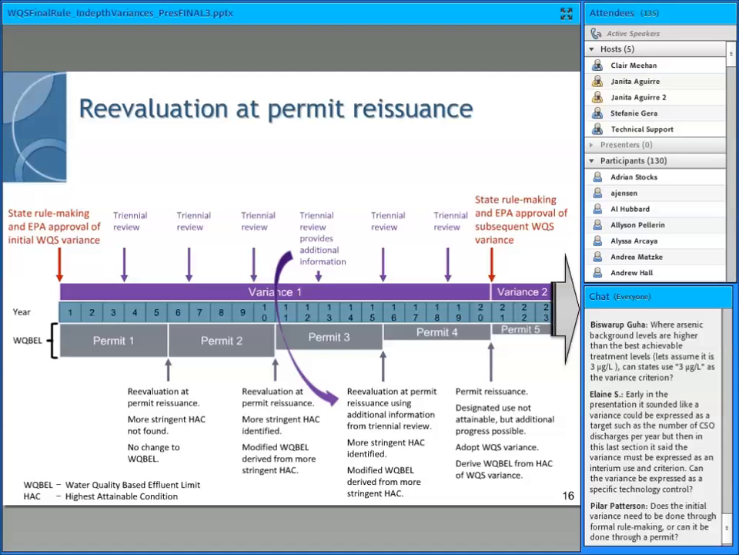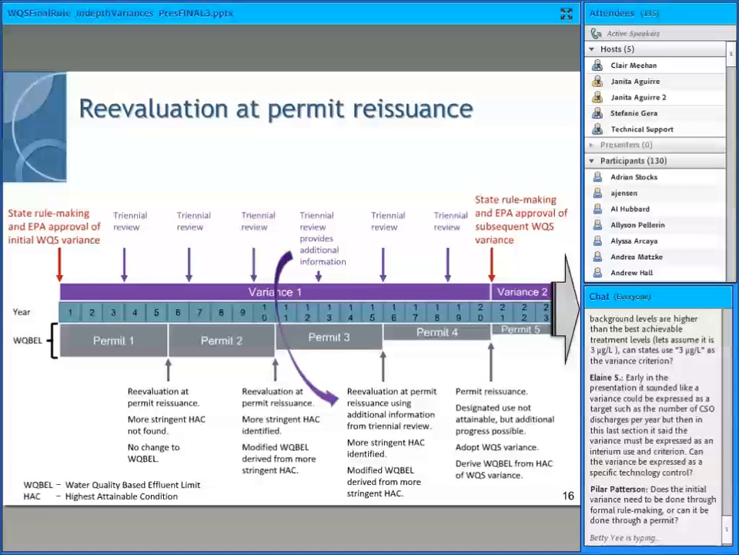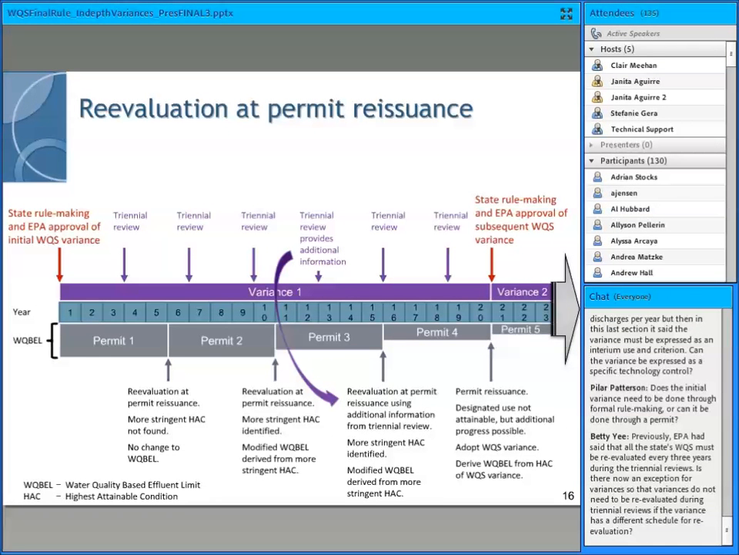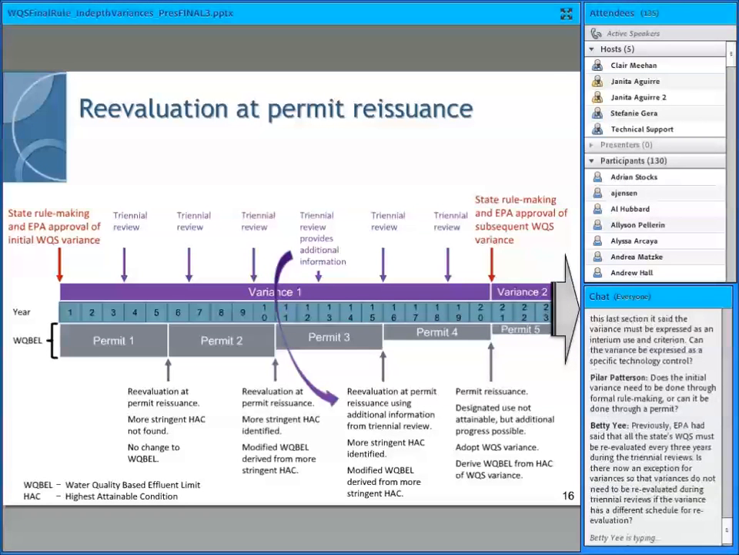In years 1 through 4 of the first permit cycle, the state or tribe conducts a triennial review. Because a variance is itself a water quality standard, it must also be reviewed on a triennial basis. EPA expects states and tribes to include variances in their normal triennial review process, just like any other water quality standard. In this example, the triennial review process did not provide any new data or information about the highest attainable condition specified in the variance. At year 5, when the permit is due to expire, the state or tribe conducts a reevaluation because the variance specifies a reevaluation frequency of 5 years.